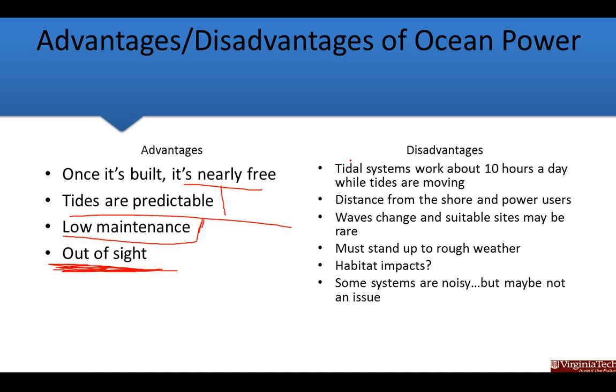Okay, disadvantages. A tidal system works about 10 hours a day when the tides are moving. It's not that on-demand that we were talking about with dams. The distance from the shore and the power users changes. They're not necessarily correlated. We talked about that in correlations that you try to make in lecture 1. Waves change and suitable sites may be rare.